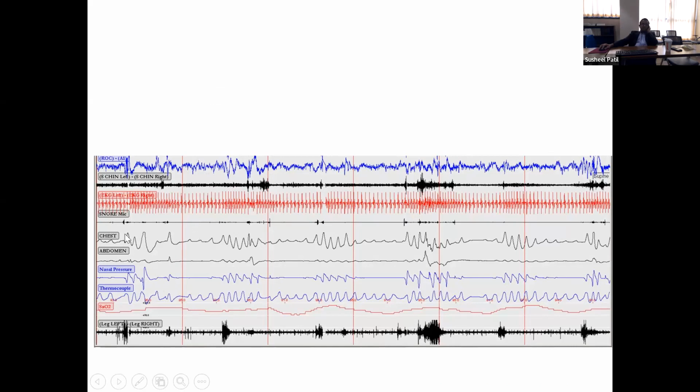The tracing is a little different here, so I'll just orient you. You've got your chest here where my arrow is. Just below it is the abdomen. Below that is the nasal pressure tracing, and below that is the thermistor tracing.